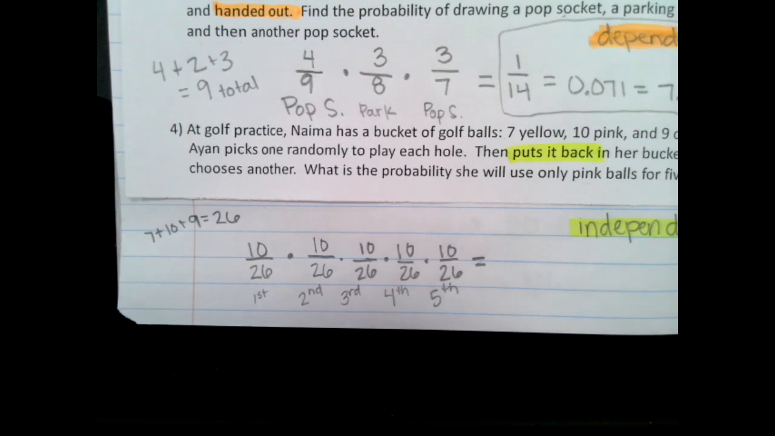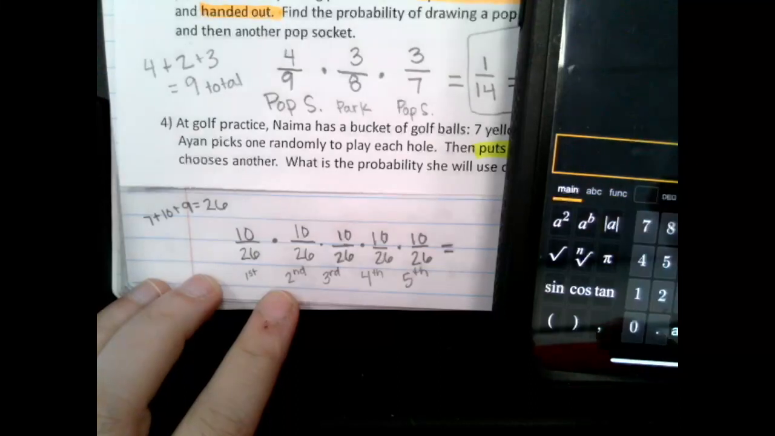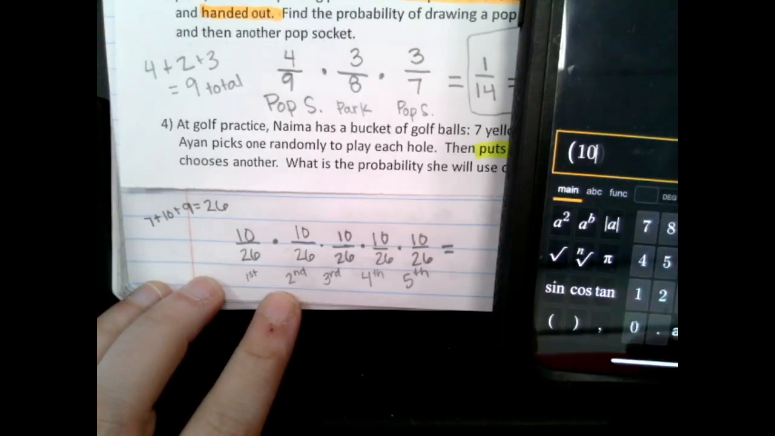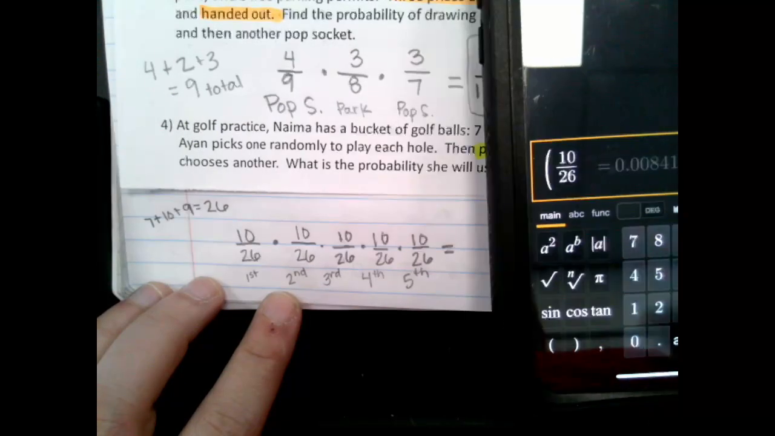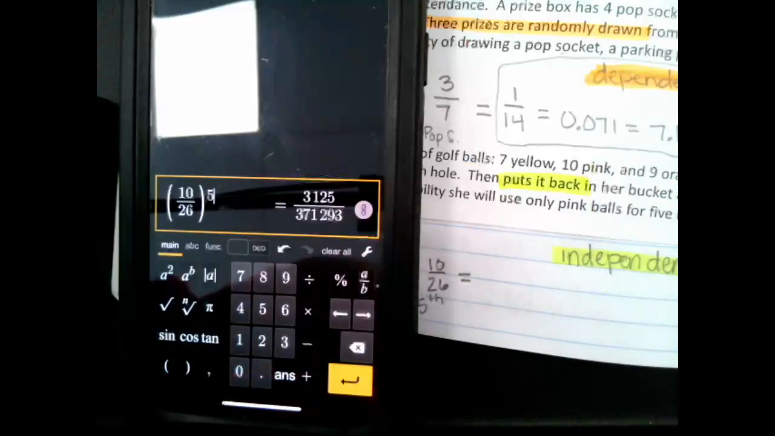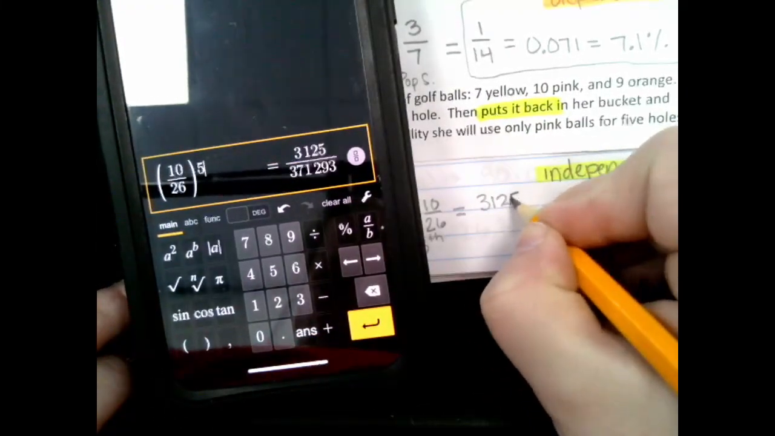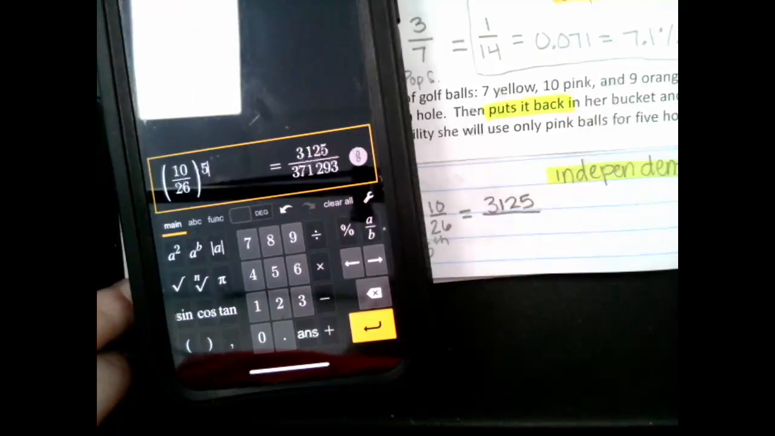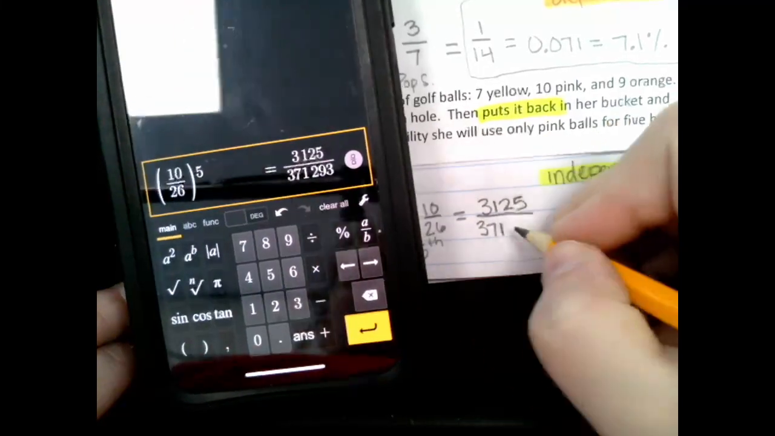Now, if we want to think smarter, not harder, in our calculator, rather than typing that in 5 times, how else could I put it into my calculator? Good, to the power of 5. All right, we get this crazy fraction. You guys ready? Can I cover that up? 3,125 over 371,293.